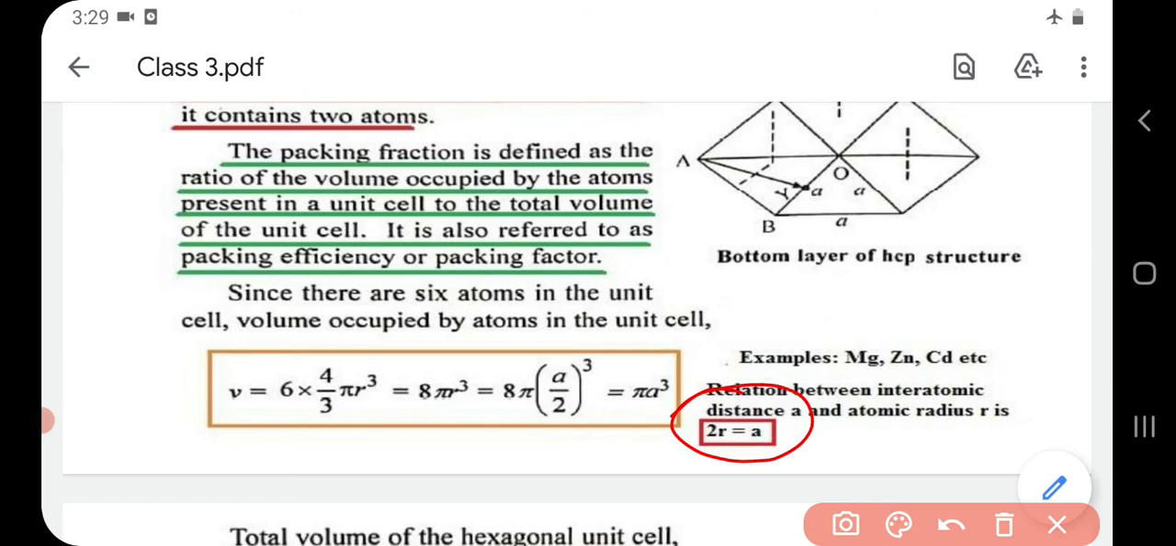So what all points did you get? The effective number of atoms in the unit cell is 6, the volume is pi a cube, the packing fraction is 0.74, the ratio of height to interatomic distance C by A is 1.633, examples are magnesium, zinc, cadmium, and the relation between the interatomic distance A and atomic radius R is 2R equal to A. These points you have to write regarding HCP structure, and then you have to draw the figure and explain the structure. That is enough for HCP structure.